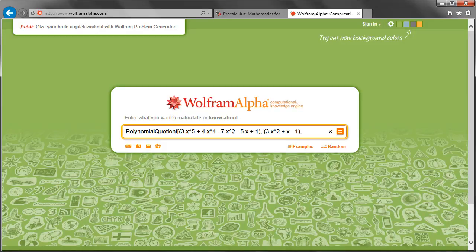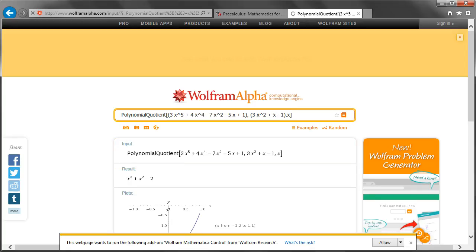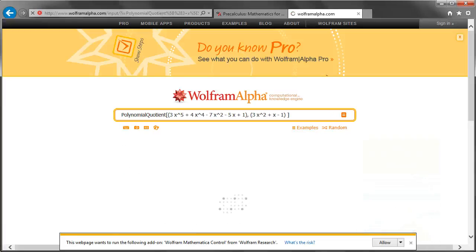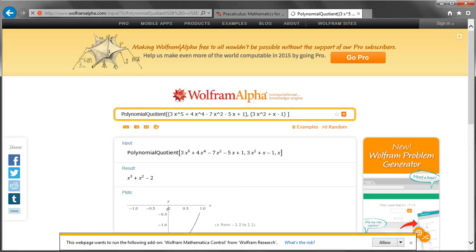Why do I have comma x way back over here? Comma x, okay, and then click equals here, and it'll do all this division and give you the quotient function over here. This Wolfram Alpha is not as strong as Mathematica, but it is a little bit more tolerant of syntax errors. So if you forget this comma x, I think Wolfram Alpha will accept it and give you the quotient. Yes, it did.